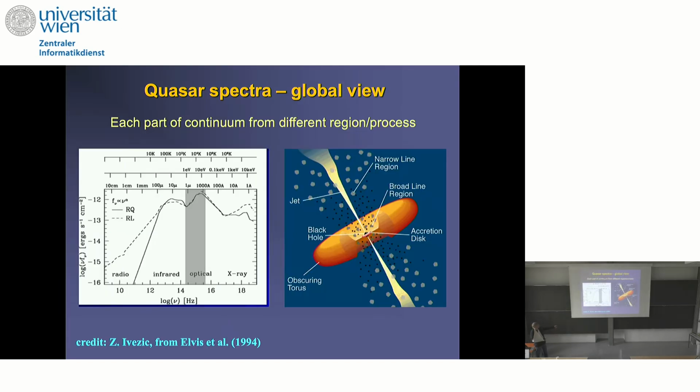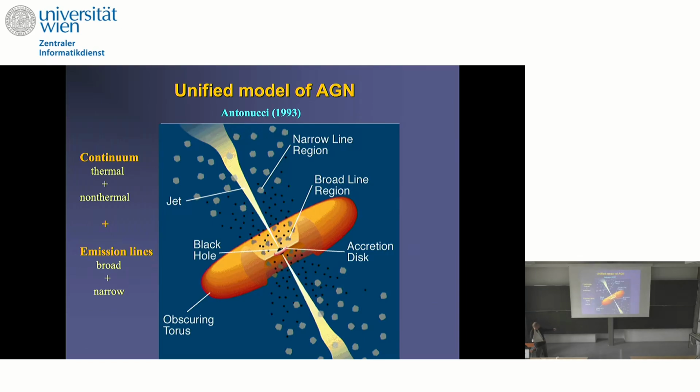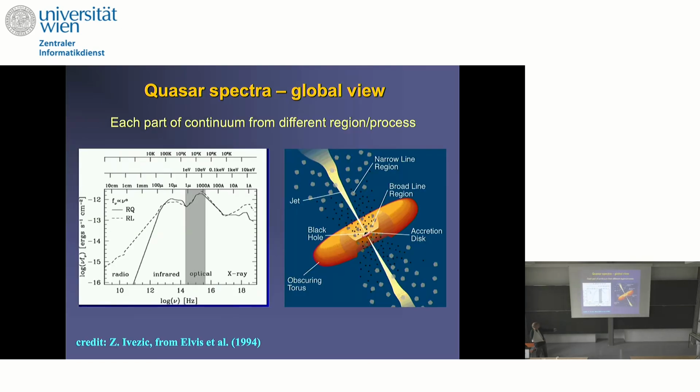If you have a 10 order of magnitude panoramic view of the spectrum of quasars, this is a famous compilation of average quasar spectra by Martin Elvis 30 years ago. What I want to emphasize, this is the optical region that I just described. There's also infrared, radio, and X-ray, which come from different parts of this disk.